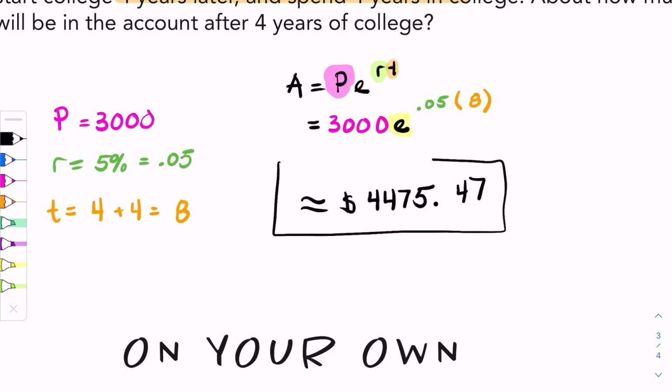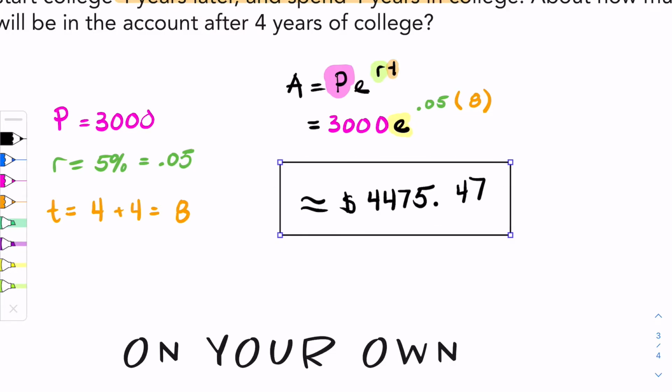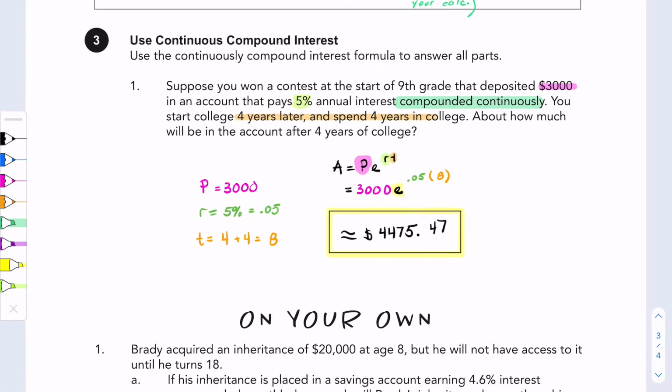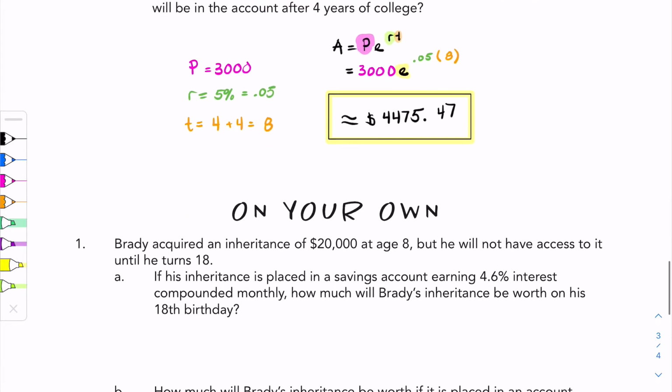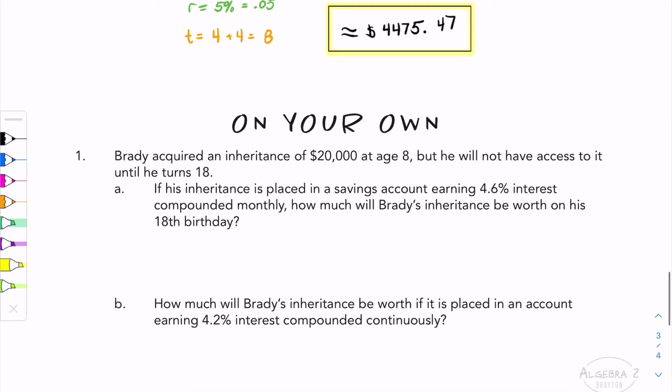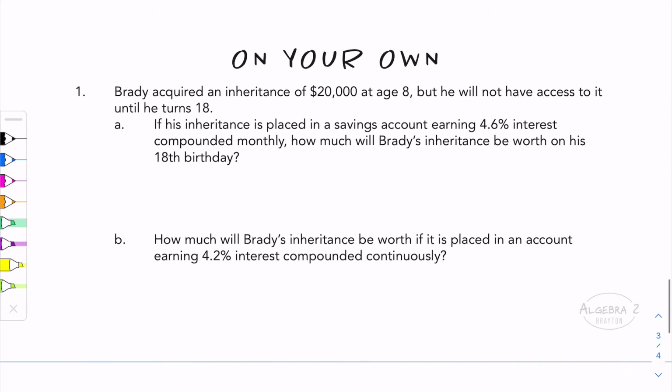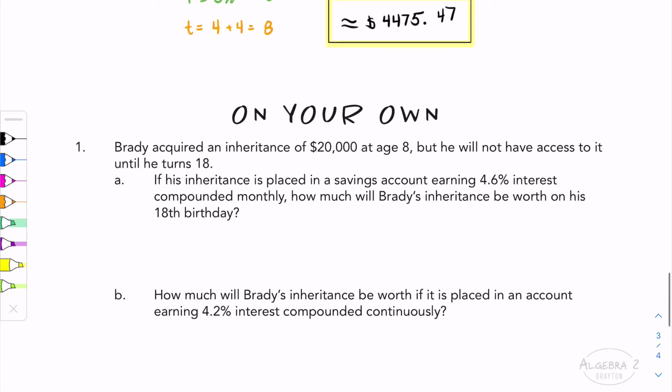So starting off with $3,000 at an account that earns 5% interest, 8 years later, this account earns an additional $1,475.47. Okay, I'm going to do the on your own section by myself. You guys can watch as I do that. And we're going to stop right here today, saving the last part, which is population, for tomorrow's video.